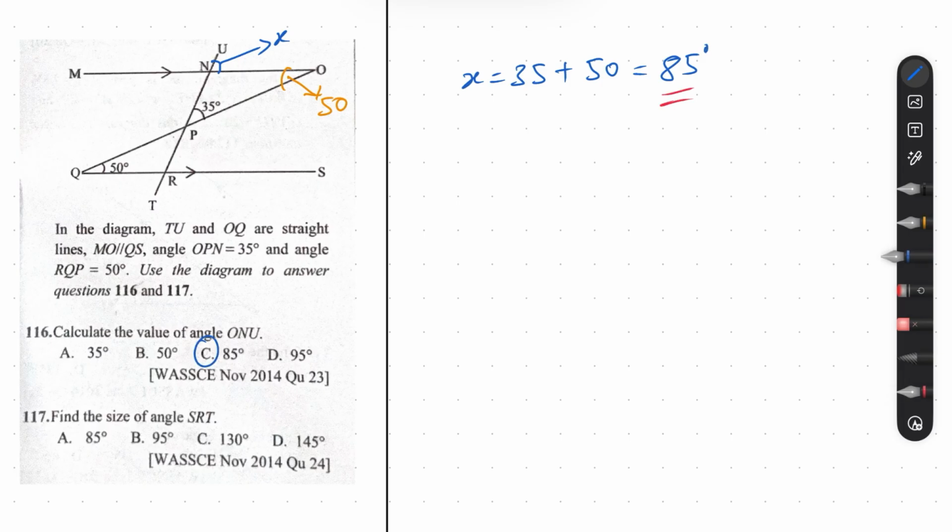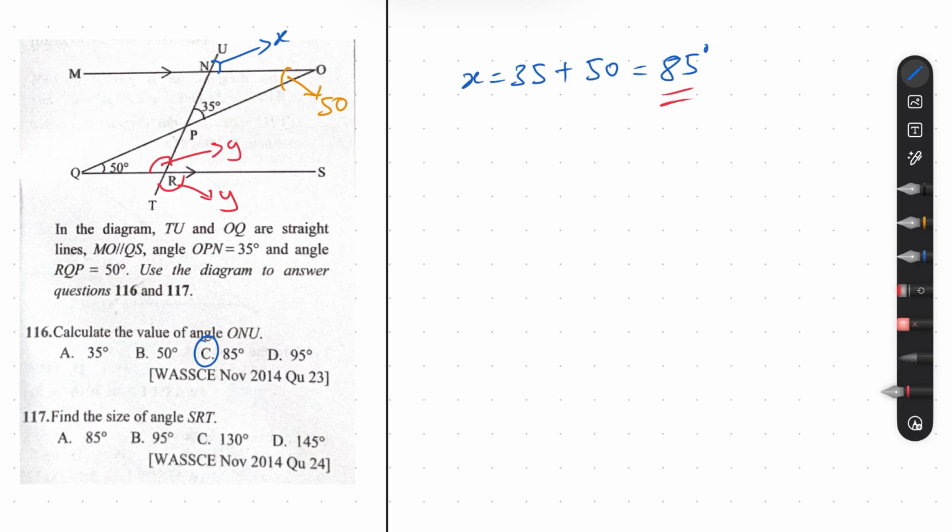Okay, cool. Now let's move on to question 117. The question says find the size of the angle SRT. So this angle is what we are looking for. Now let's label that, let's call it Y. Looking at this angle, we can see that it is vertically opposite to this angle over here. So this and this are equal because they are vertically opposite angles. That means that angle will also be called Y.